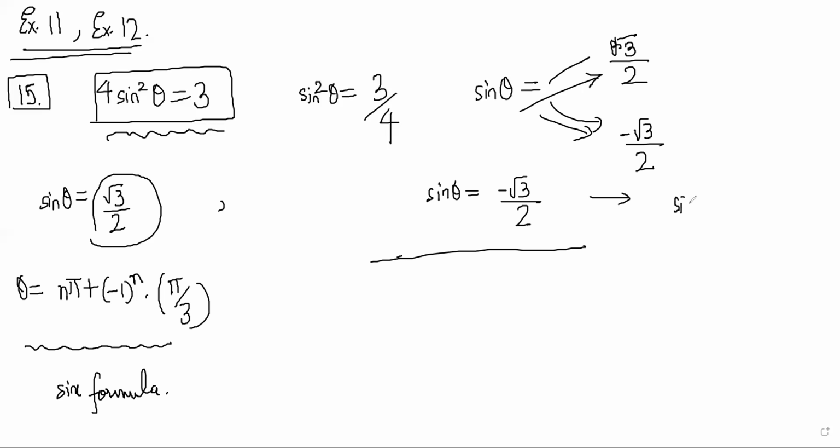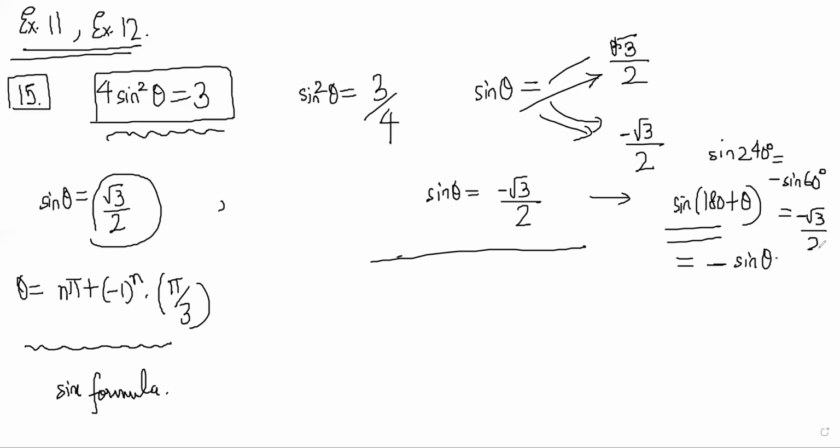There is one way to do it, which is saying sine 180 degree plus theta. What is that? Think about it. That will come out to be minus sine theta, right? So sine of 240 degree will be equal to minus sine 60 then, right? Which will be minus root 3 by 2. So you could put angle theta as 240 degree, right?